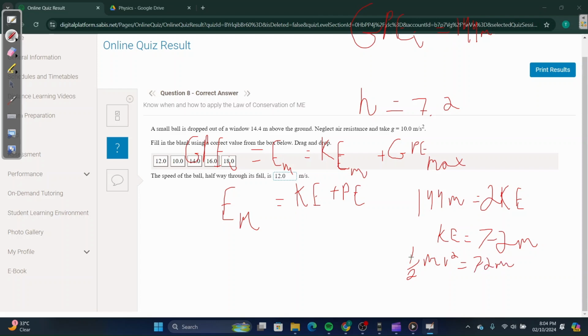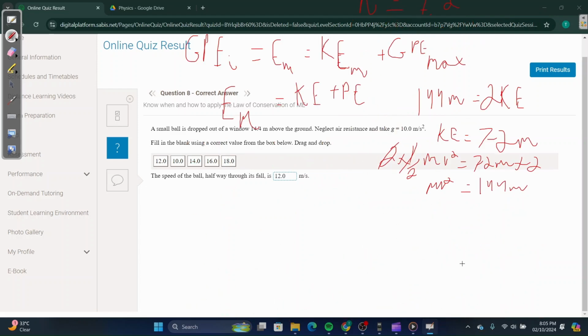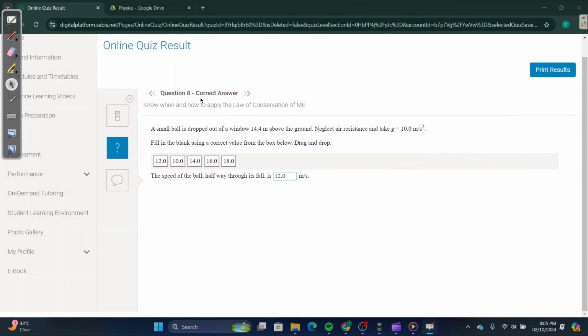Now again we're going to multiply by 2 on both sides to cancel out the fraction. So the 2 cancels with the fraction. mv squared equals 144. Now divide by mass to cancel the mass. So v squared equals 144. So v is root 144, which is 12 meters per second. That's our answer. Move on to question 9.